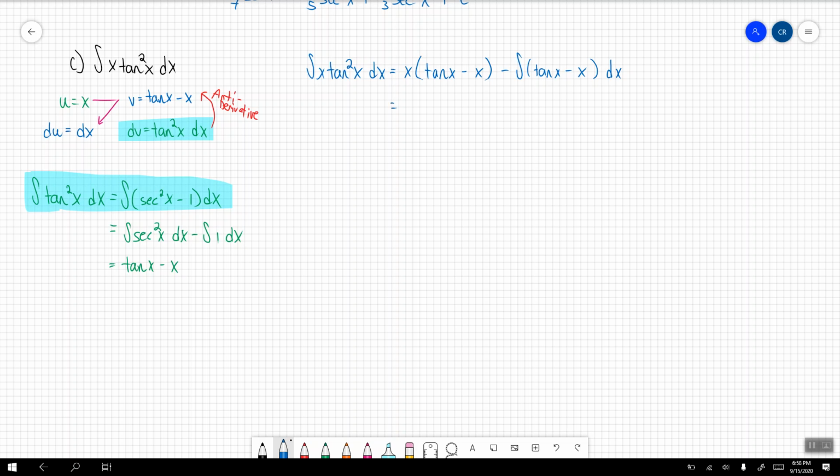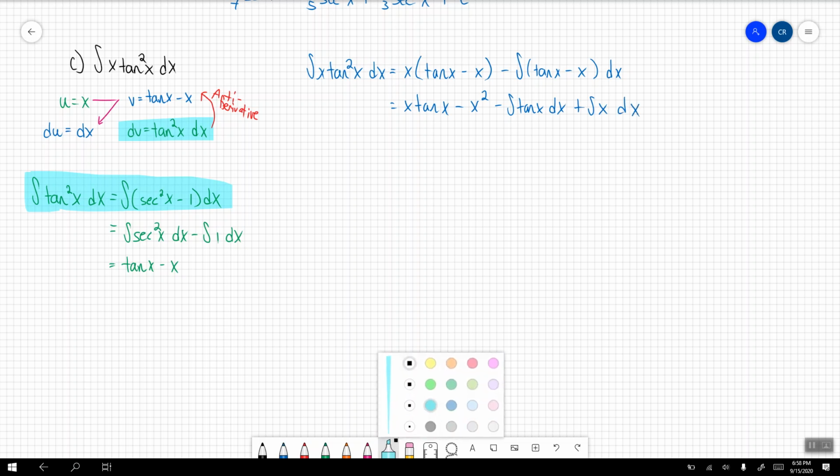So let's keep going. Let's distribute x times tangent of x minus x squared. All right, looking pretty good. Now we're going to distribute the integrals, so that's going to be minus the integral of tangent of x dx plus the integral of x dx. And remember I said that the integral for tangent of x we needed to know, and there it is. We must know that from the very beginning. And this is now x times tangent of x minus x squared.